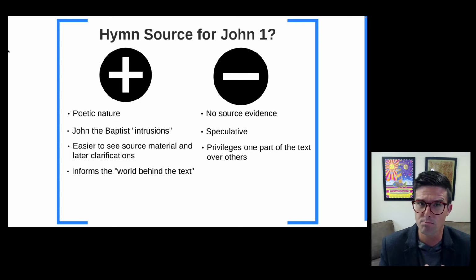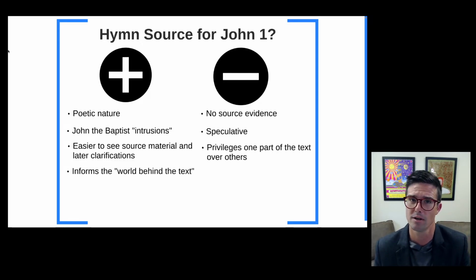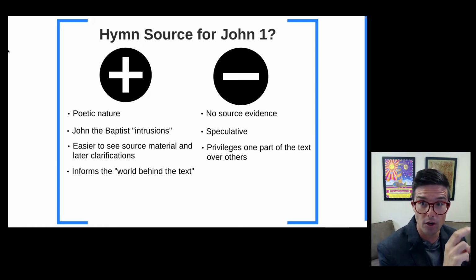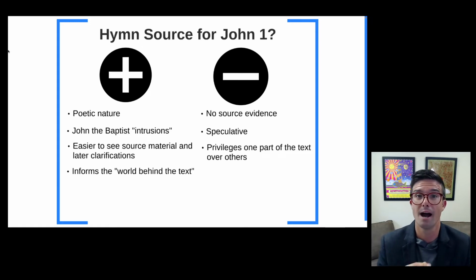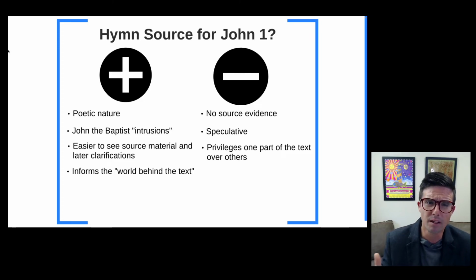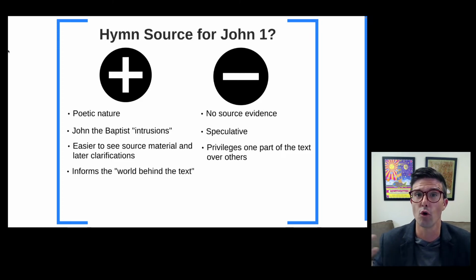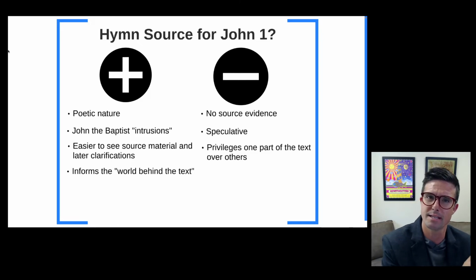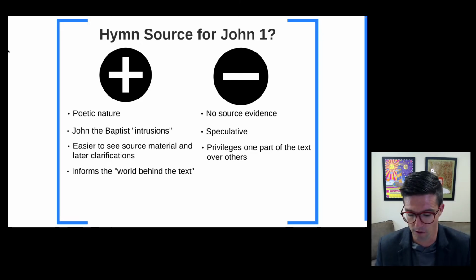And it also privileges one part of the text over the other part of the text. It implies that the original hymn is more important than those things that were added in later, which is, generally speaking, for most of us, not what we want; we want to take a more holistic approach that doesn't necessarily favor one part over another.